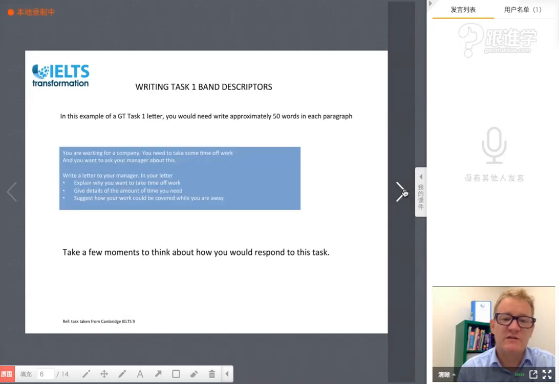Let's have a look at this letter here. Here's an example of a task 1 letter. You are working for a company, you need to take some time off work, and you want to ask your manager about this. Explain why you want to take time off work. Give details of the amount of time you need, and suggest how your work could be covered while you're away. So we're explaining, we're giving details, and we are suggesting.